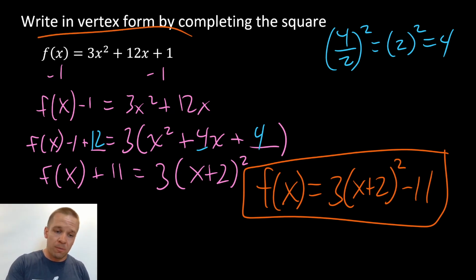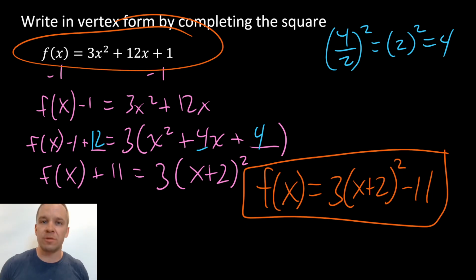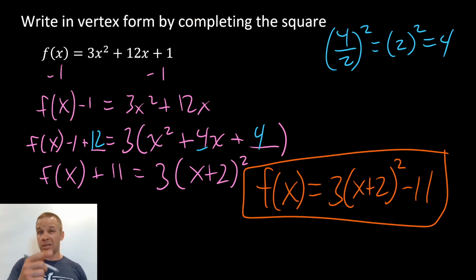When I'm in standard form, this bad boy up here, I get my y-intercept very easily because I can plug 0 in. Everything goes away except that 1. It's 0 comma 1 for my y-intercept. They all have their purpose. Vertex form is pretty dope though.